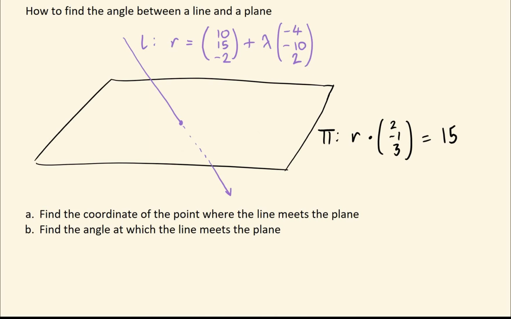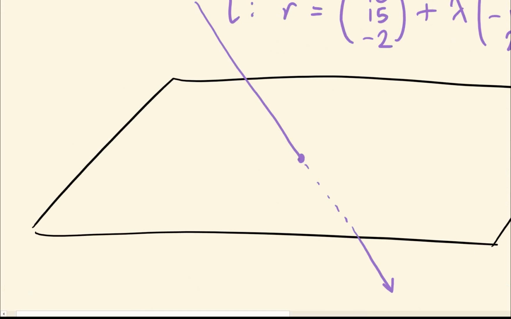Okay, on to something slightly more interesting. So here we want to find the angle between a line and a plane. So in essence, I've got my line crossing here, and I want to find this angle here.